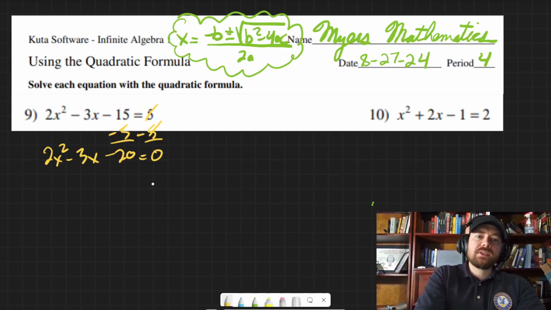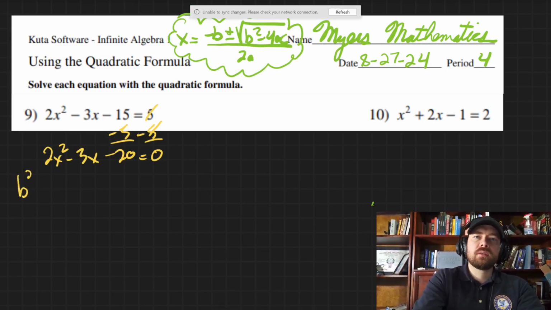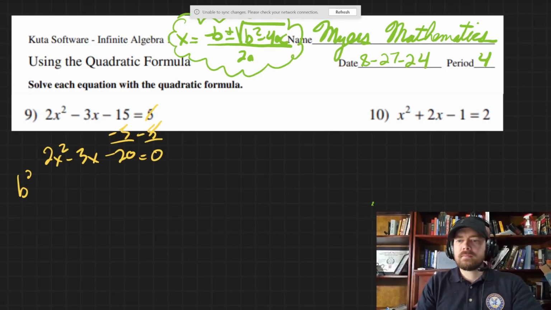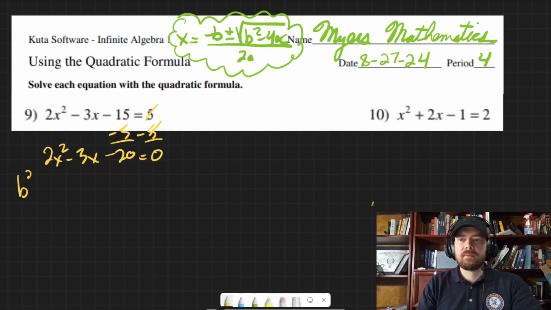So let's go and do the part that's under the radical, b squared minus 4ac. Oh, check my network connection. Get out of here. All right.